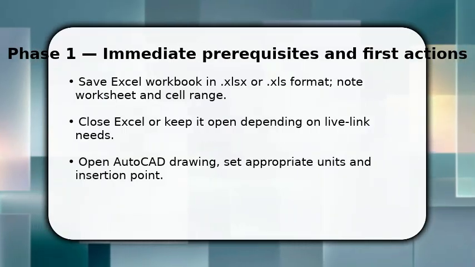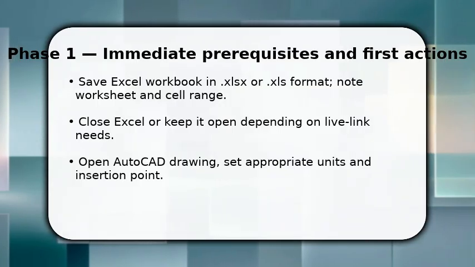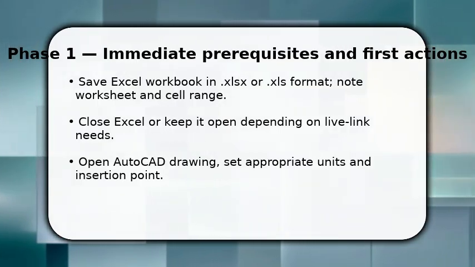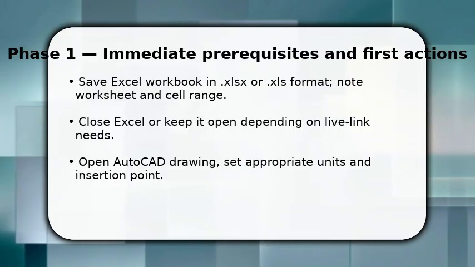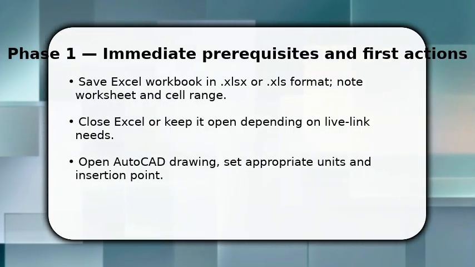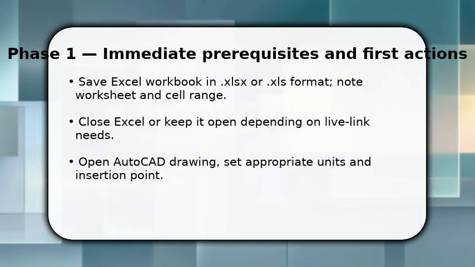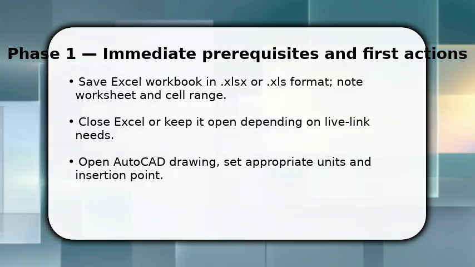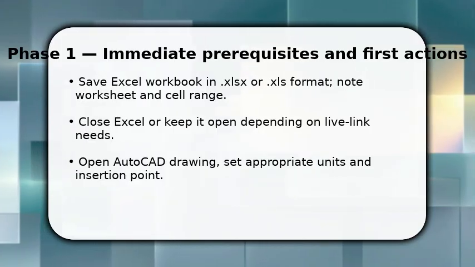You start by organizing the files. Save the Excel sheet and note the worksheet name and cell range you need. Open AutoCAD and set drawing units so the table scales correctly. Once done, choose whether you want a live update link or a static table. Close Excel if you prefer static, or keep it open for dynamic links.